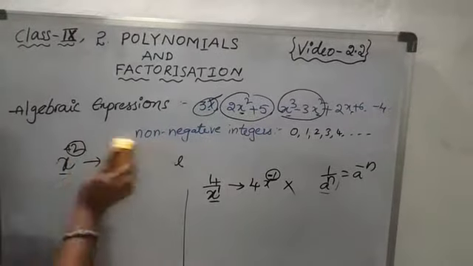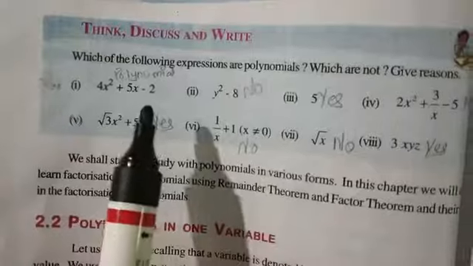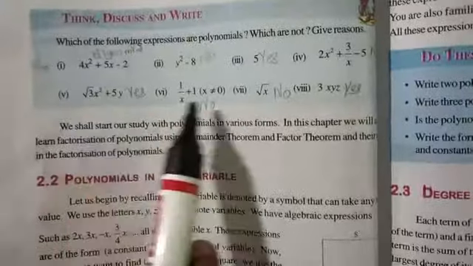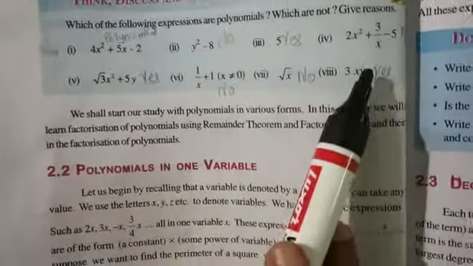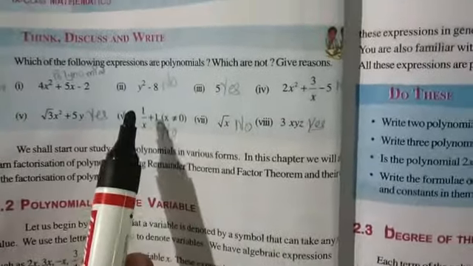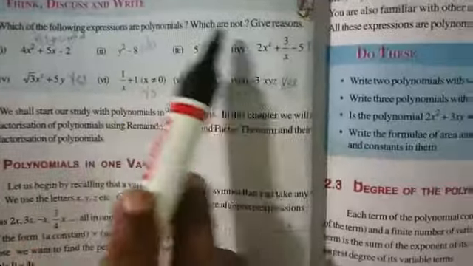Now in page number 28, think, discuss and write. Here some problems are given. You have to identify which are polynomials and which are not, and give reasons. As I already said, the exponent of the given variable is always non-negative. By using that condition you have to identify them.